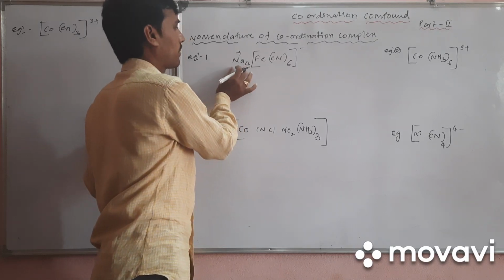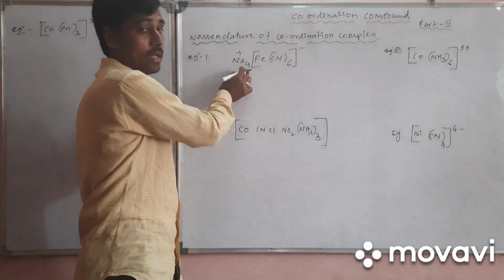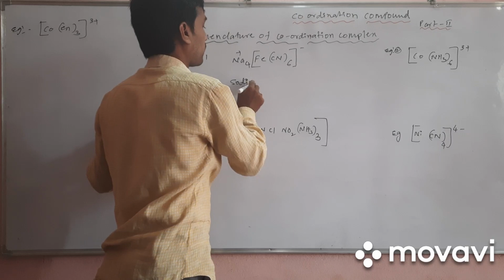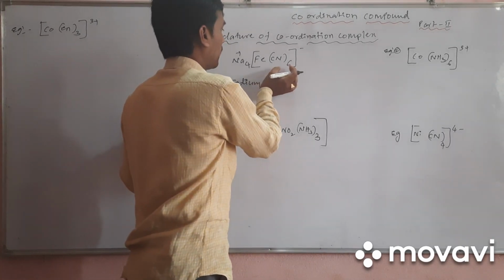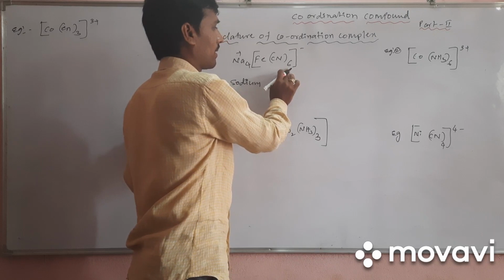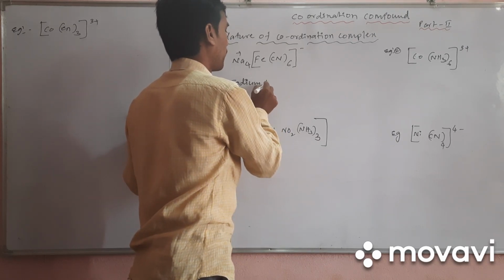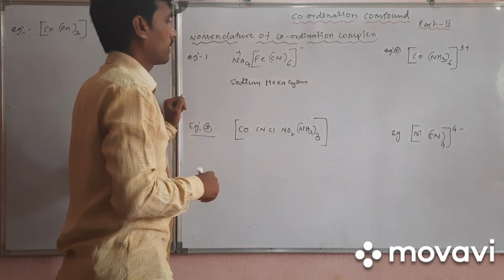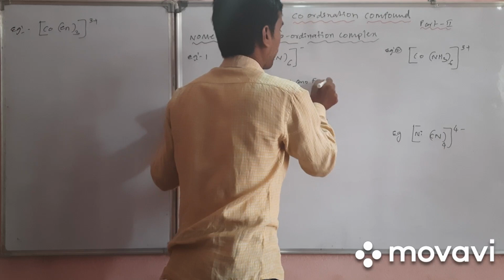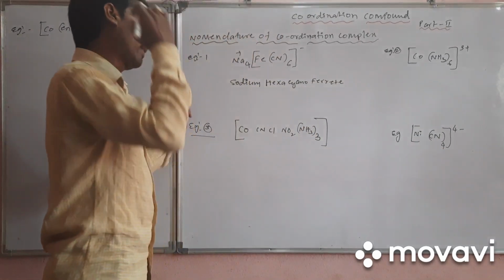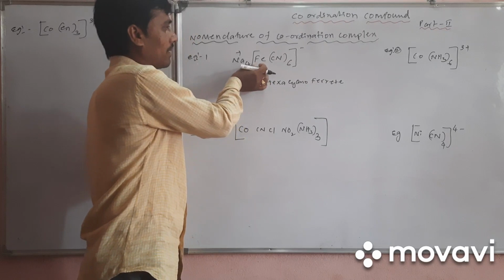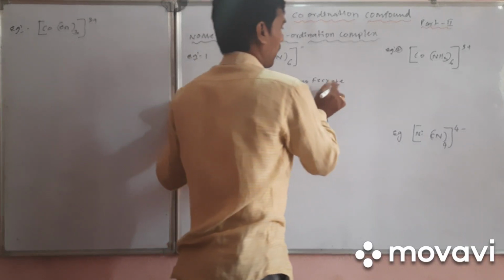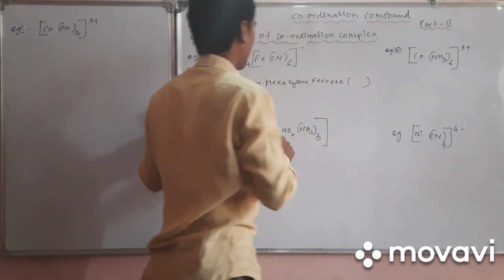Let us see this example. How many sodium atoms are there? Four positive ions are there in total, so first we use sodium. Next, how many ligands are there? Six ligands are there, so hexacyano. How do we call the iron? We end with ate, so it is ferrate: sodium hexacyanoferrate. Next, the oxidation number we write in brackets.